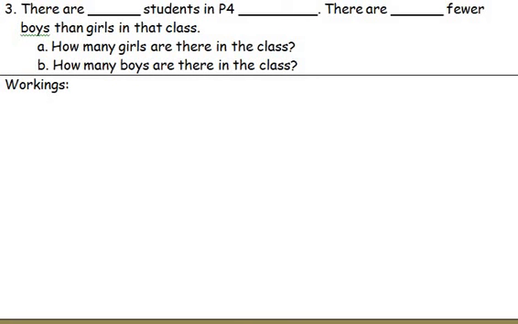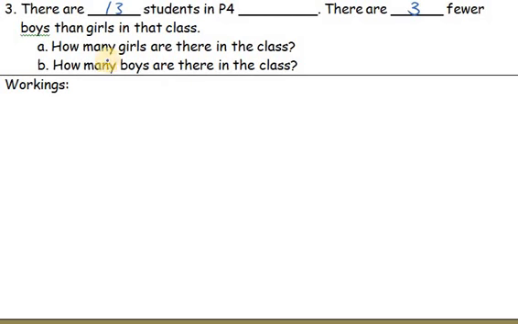Okay, students, this is number 3, almost the same as the one that we saw in number 2. So there are 13 students in P4, and now we're talking about how many fewer boys than girls, right? So it's just the same. 3 fewer boys than girls in that class.